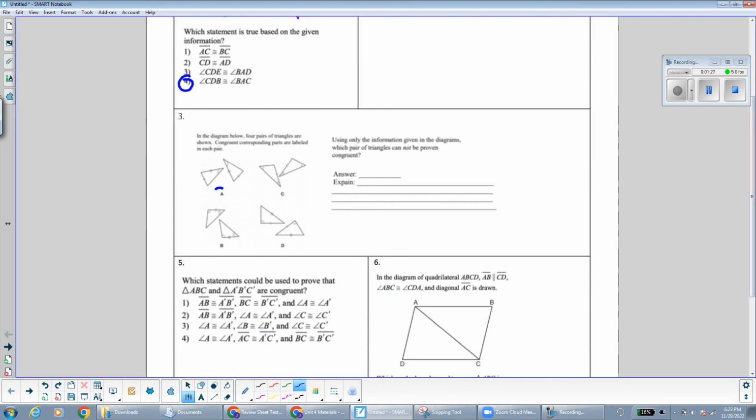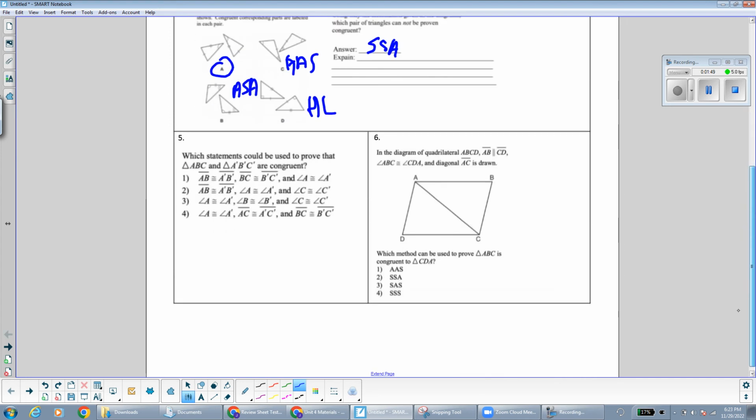Okay, the correct answer here is A, and the reason for that is this is SSA. In your explanation, you can just say SSA is not a valid method of proving triangles congruent. The other ones are valid because here we have AAS, here we have HL in these right triangles, and here we have ASA. Moving along.